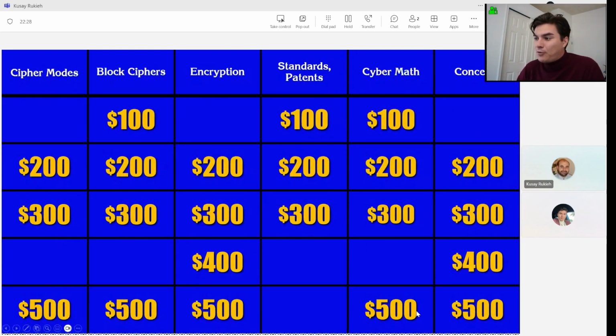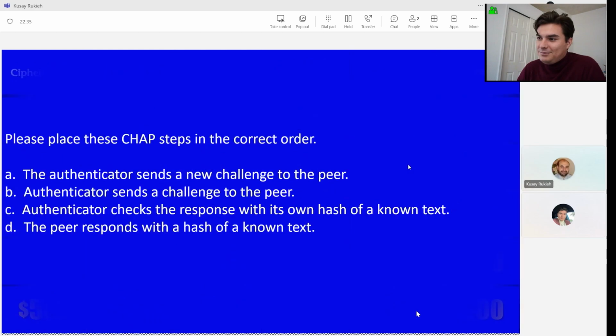Let's go with Make your concepts selection for $200. Place the following chat steps in the correct order. Challenge, handshake, authentication protocol.